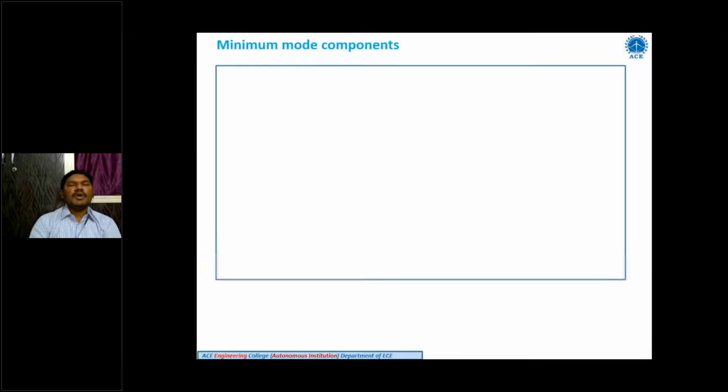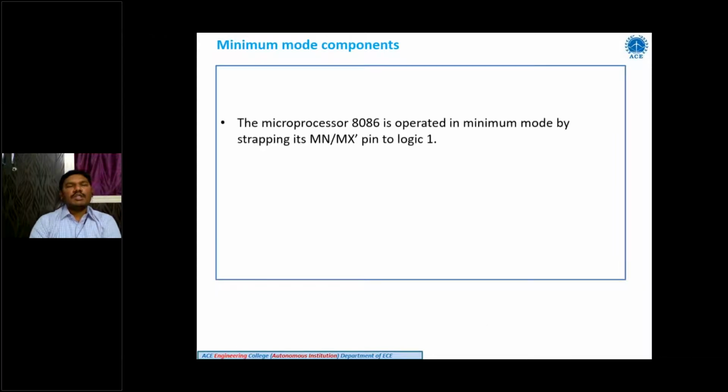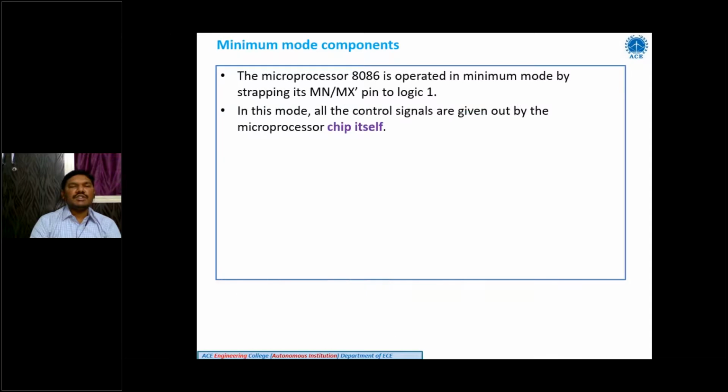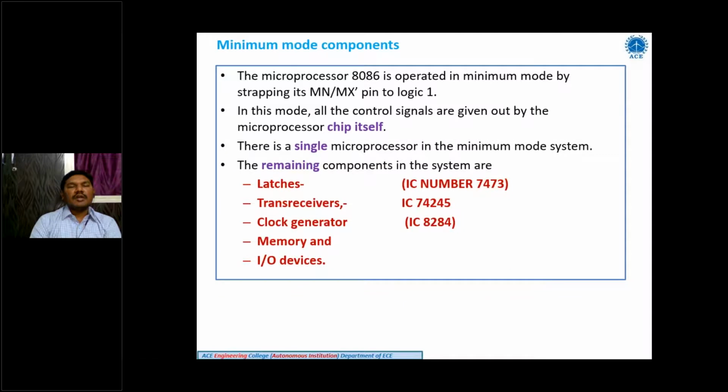So in minimum mode configuration, what are the components we have along with the 8086? Along with the 8086, we have latches, transceivers, clock generator, memory, and I/O devices. In this mode, all the control signals are given out by the microprocessor itself. Because I told you already, a microprocessor has three functional units: one is the ALU, second is the control unit, and third is the register set. So the control signals are given out by the microprocessor itself.